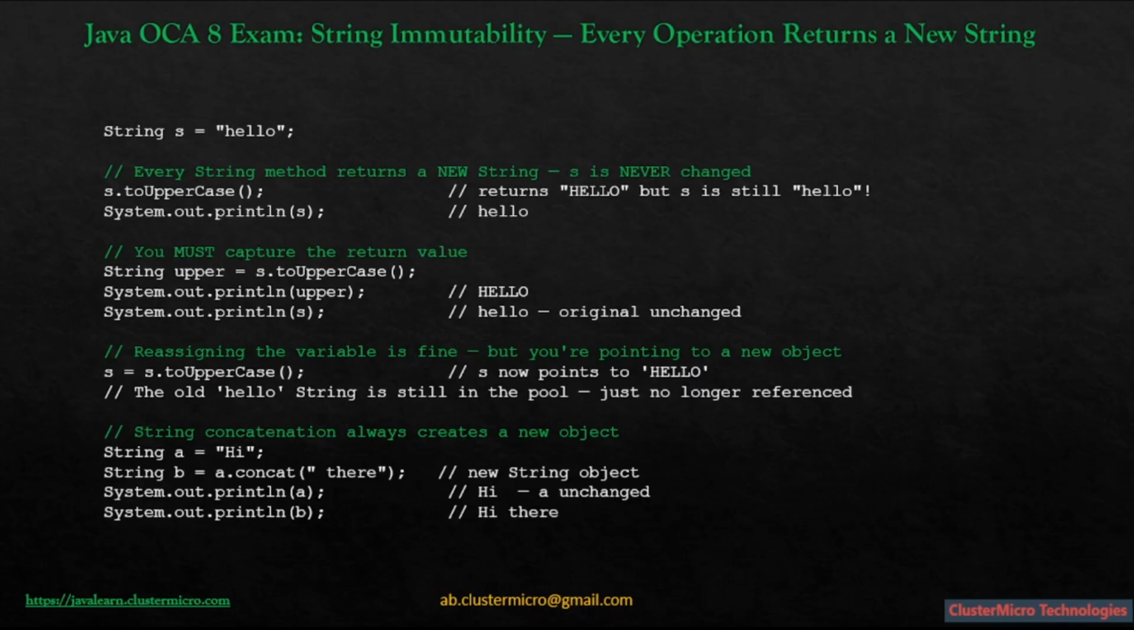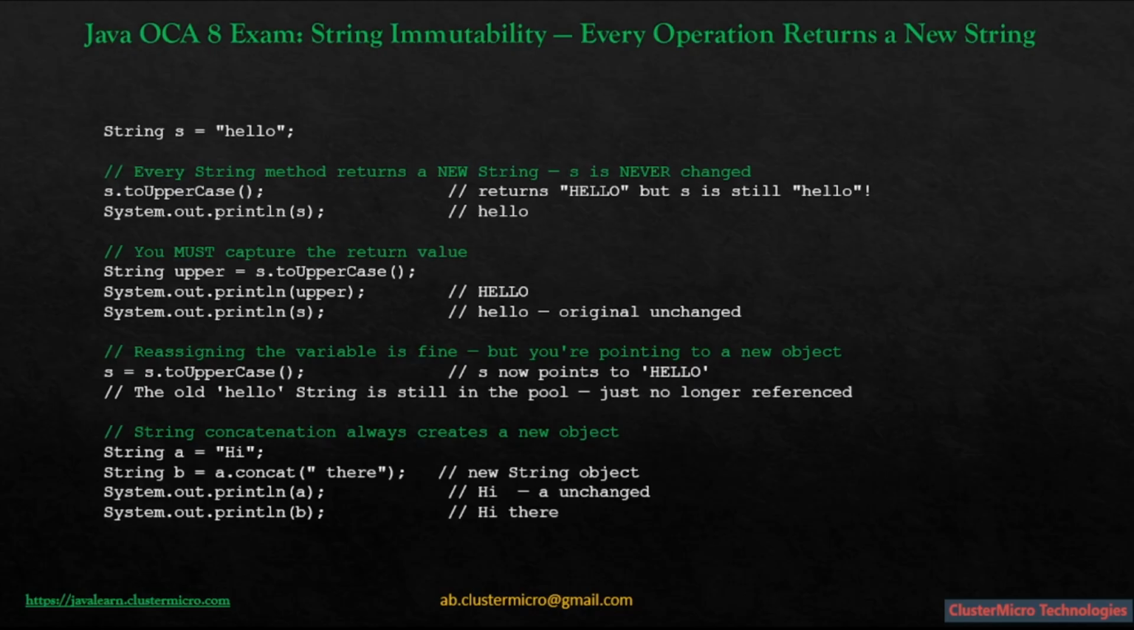Reassigning the variable: s = s.toUpperCase(). If we do this, it is a valid and common practice. We are not changing the String object that s was pointing to. That is impossible. What we are doing is creating a new string HELLO in uppercase and making s point to it instead. The old hello lowercase string still exists in the string pool. It just has no active reference anymore and will eventually be garbage collected. The variable changed, the original object did not.